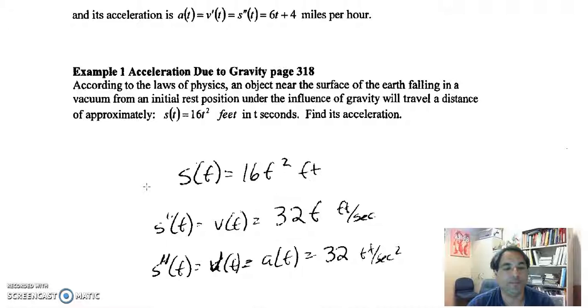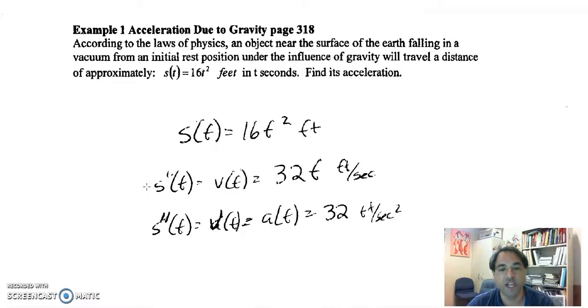So here's an example. According to the laws of physics, an object near the surface of the Earth falling in a vacuum from an initial resting position under the influence of gravity will travel a distance of approximately s of t equals 16t squared feet in t seconds. Find the acceleration. So here's the original, which will tell us the feet. So if we drop something, this will tell us how many feet it's traveled in t seconds. Well, the original tells us feet. S of t equals 16t squared.